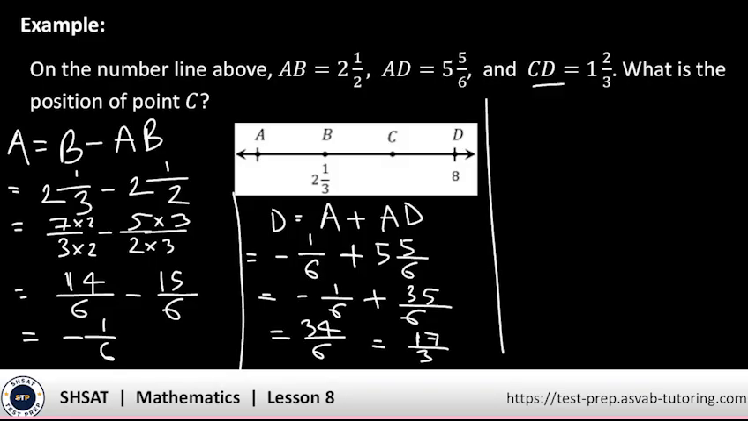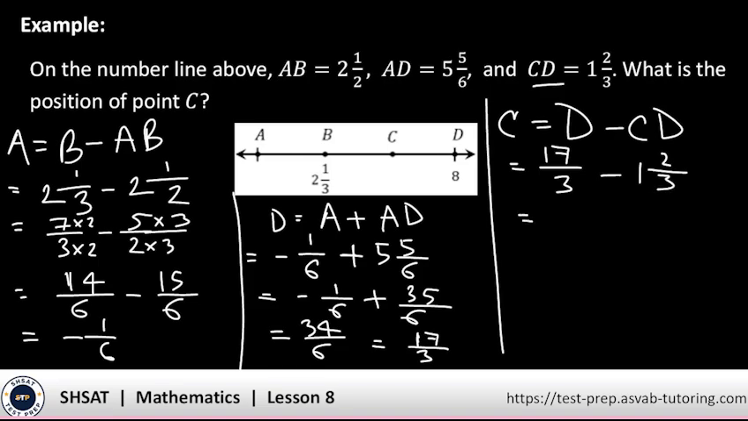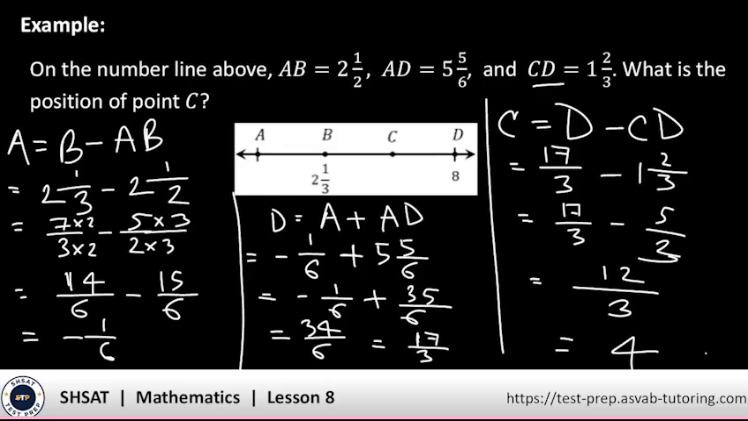Now that you know what D is, we can now figure out C. So what is C? C can be D minus CD. So D is 17 over 3, just like we did now, and CD is 1 2/3. Converting 1 2/3 to an improper fraction means 3 times 1 is 3, 3 plus 2 is 5. So all you now need to do is simplify 17 over 3 minus 5 over 3. Just do 17 minus 5, which is 12 over 3. So 12 over 3, if you further simplify, that is 4.